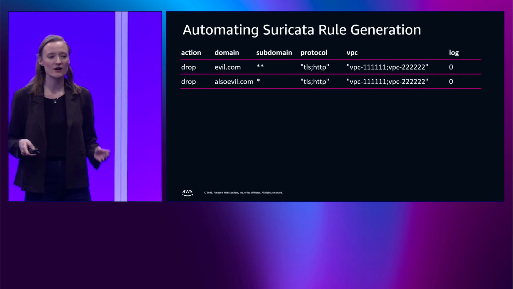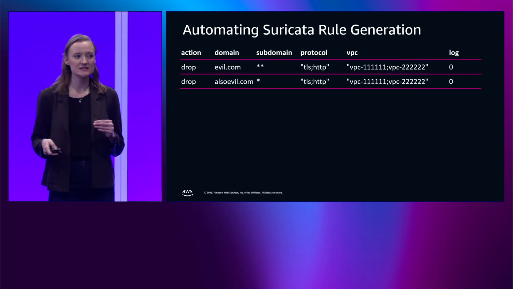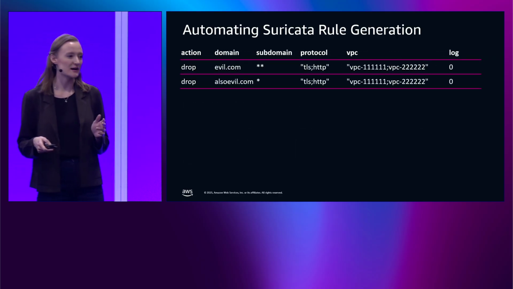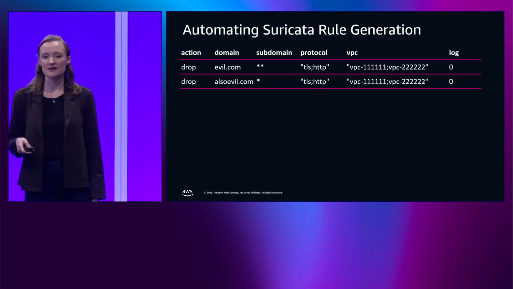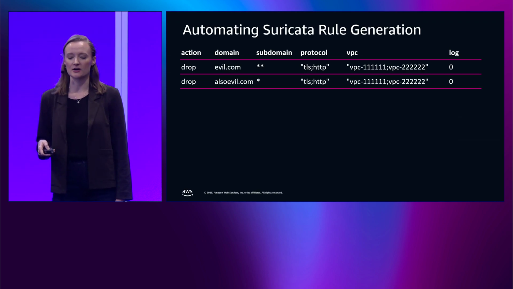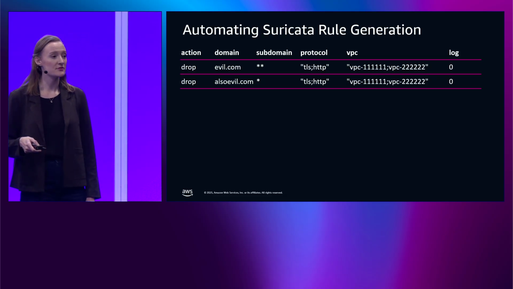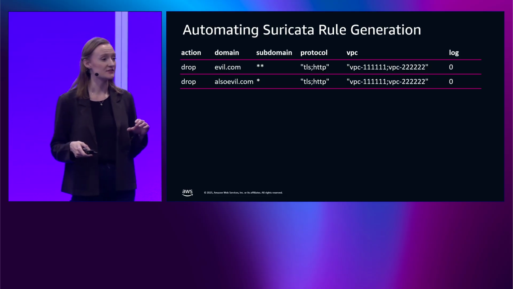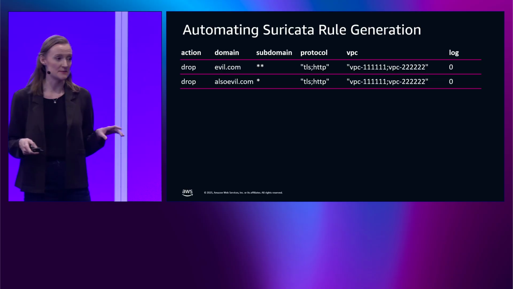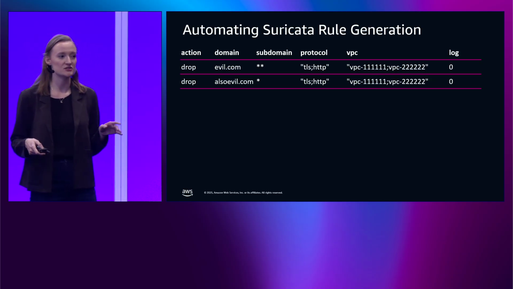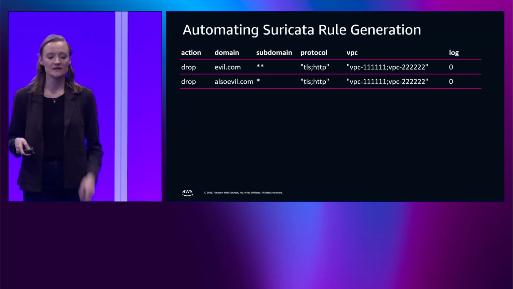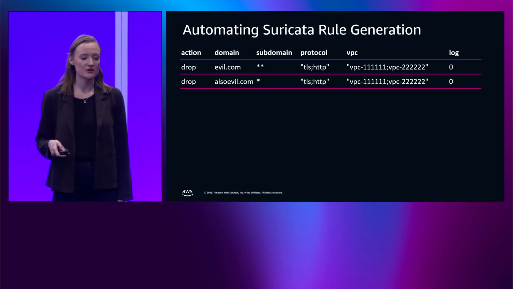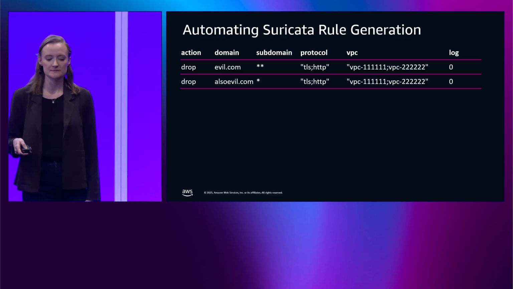But let's take a more complex example. This solution includes two wildcard functionalities for subdomain matching. We have the double wildcard, which matches both traffic to that second level domain and all of its subdomains. And then the single asterisk, which matches traffic to all subdomains, but not that second level domain itself. With these wildcards, we can create more complex sets of rules.